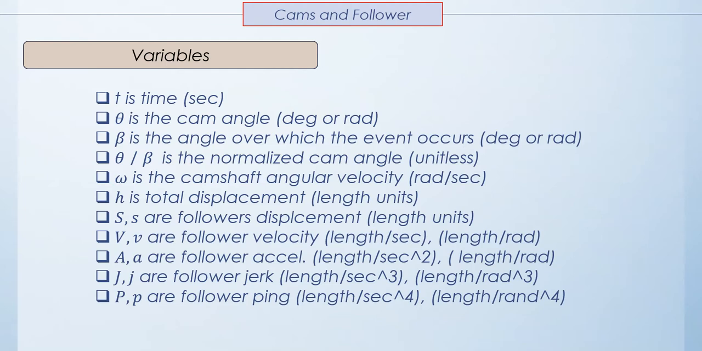We have time, we have theta, which is the cam angle, and we have beta, which is the angle over which the event occurs, in either degrees or radians. We have the normalized cam angle, which is unitless. We have omega, the camshaft angular velocity, and h, the total displacement, in length units. We also have s, the follower displacement, v, the follower velocity, a is acceleration, j is jerk, and p is follower pop. Its unit is length per second to the power of 4.